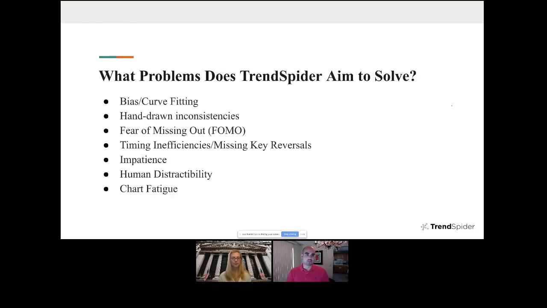The way we do this, and some of the problems that we aim to solve, are bias and curve fitting, hand-drawn inconsistencies, and FOMO. It's very easy to feed into FOMO, especially if you're on social media a lot, and you see something going up and everyone's making money. That generally doesn't work out great. Then there are timing inefficiencies and missing key reversals. A lot of people have full-time jobs and can't stare at the screen all day, and that's something we aim to solve through our alert system. There's also impatience, just waiting for those specific rules you've created to come to you rather than just going and buying or shorting something.